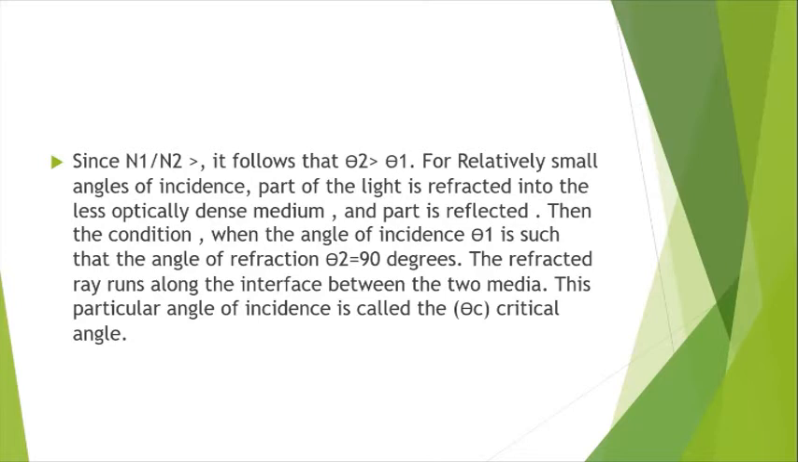it follows that angle theta 2 is greater than theta 1. Okay. For relatively small angle of incidence, part of the light is refracted into the less optically dense medium, and part is reflected. Then the condition when the angle of incidence is theta 1 is such that the angle of refraction theta 2 naman is equal to 90 degrees. Then the refracted ray runs along the interface between the two media. This particular angle of incidence is called the critical angle.